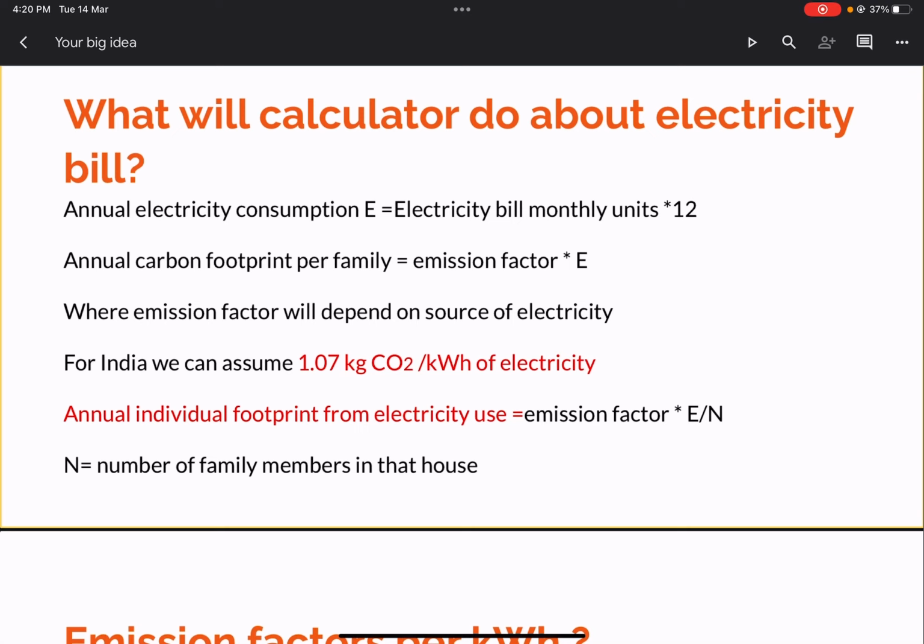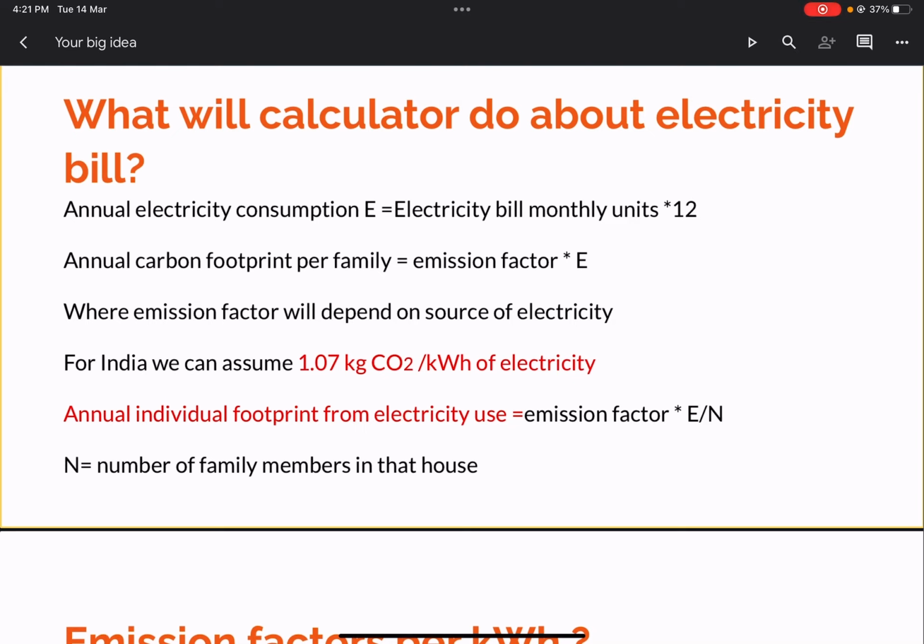Now the unit of electricity is kilowatt hour, kWh. So if you look at the bill, you will find that so many units, so many kWh is consumed by the user. Let us say that is a monthly bill. Multiplied by 12 would give us the annual electricity consumed. And we said that for different locations, or for the different sources of electricity, the emission factor will be different. We also said that for India, for example, we take the emission factor as about 1.07 kgs of carbon dioxide equivalent per kilowatt hour of electricity.